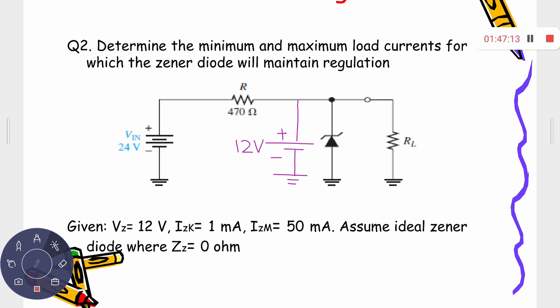Now this is very easy because you have only 12 volt there. Your ZZ is equal to 0. If ZZ is non-zero, then it will be even more complicated. But that should be the way how to solve this kind of problem. Okay? So with this, let me conclude this discussion on zener regulator.